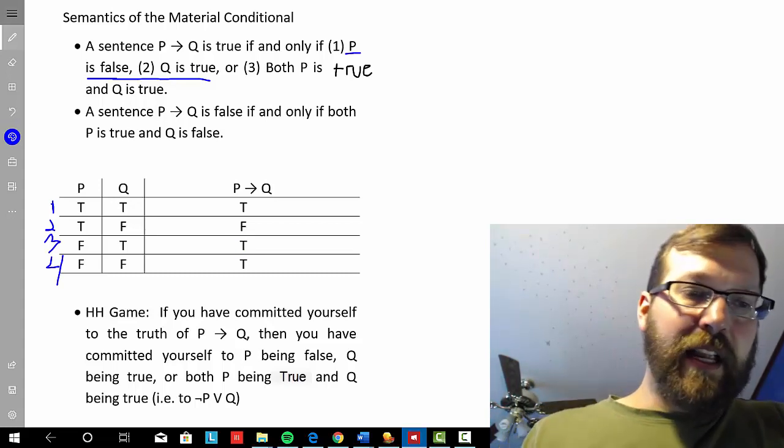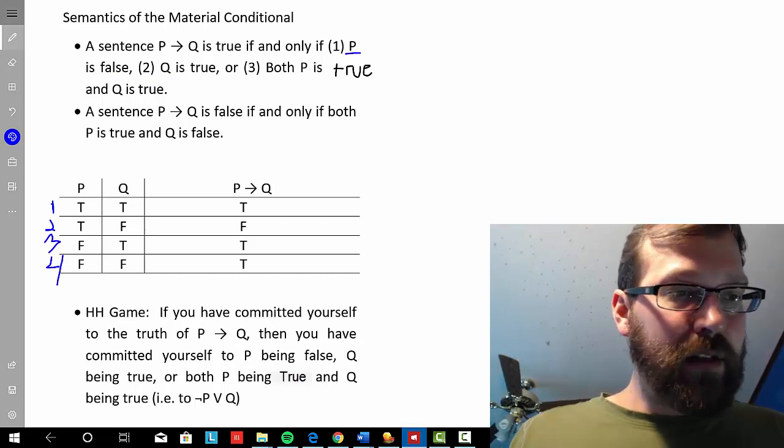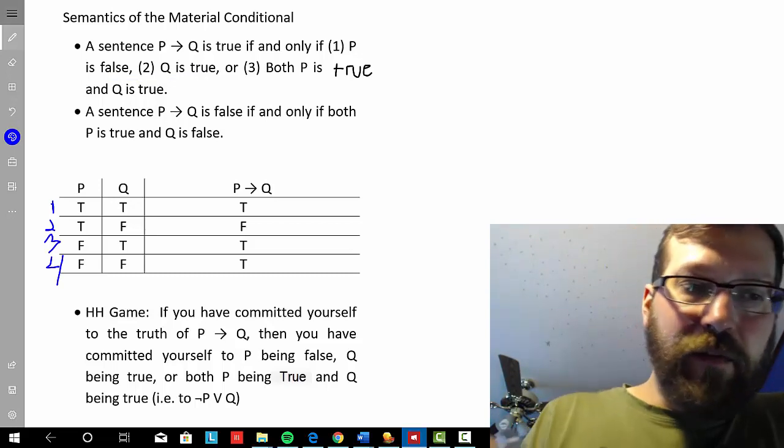Case 4 is a case in which the antecedent is false.